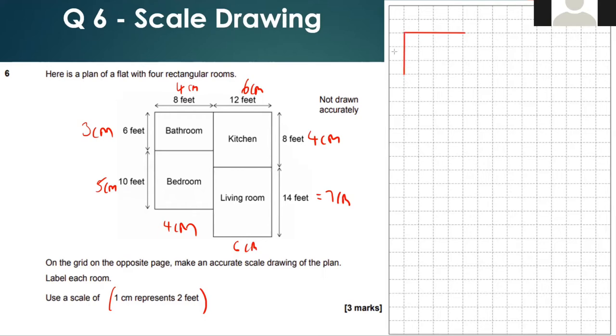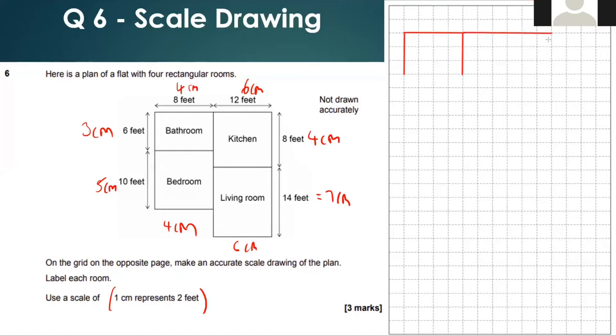I've then got, well, sorry, first of all, I've got a line going down here. So this line here goes up to there. So that's obviously going to be 3 centimeters as well. So that's going to go down 3 centimeters as well. I then go across by 6 centimeters. So 1, 2, 3, 4, 5, 6, like that.